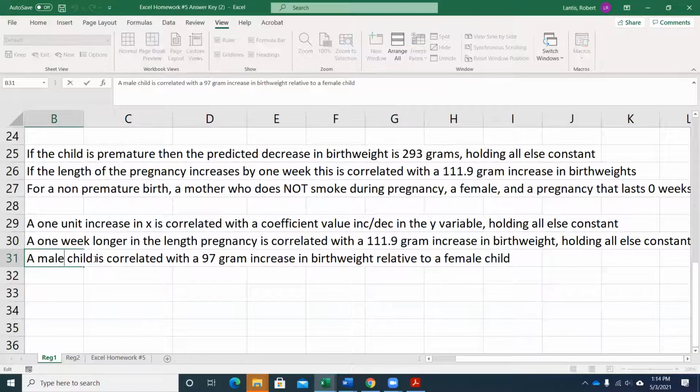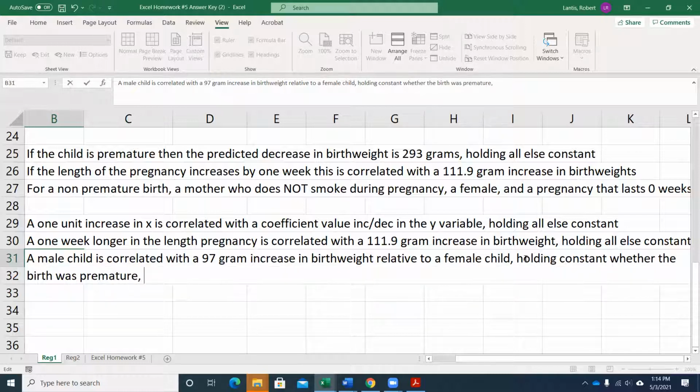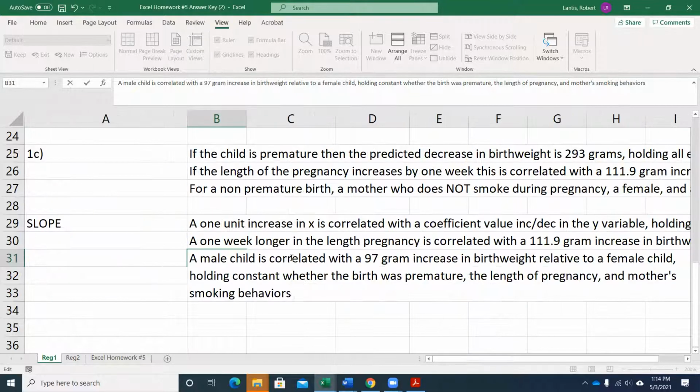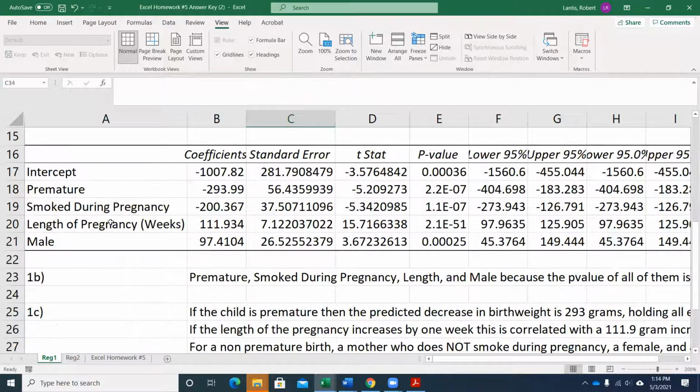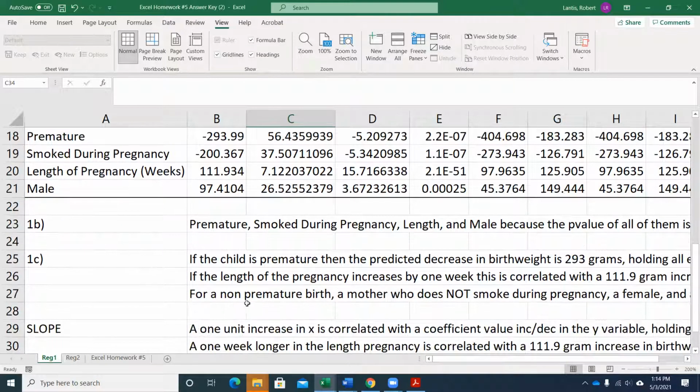Or I could even be really specific. So I'm looking at that male variable. Instead of holding all else constant, I could say holding constant whether the birth was premature, the length of the pregnancy, and I forget the other variable that we include. Oh, and mother's smoking behavior while pregnant. So just list out all the other variables that were there. But for the exam, all you have to say is holding all else constant. So that makes it a little bit easier. But if you wanted to write it all out, you can.